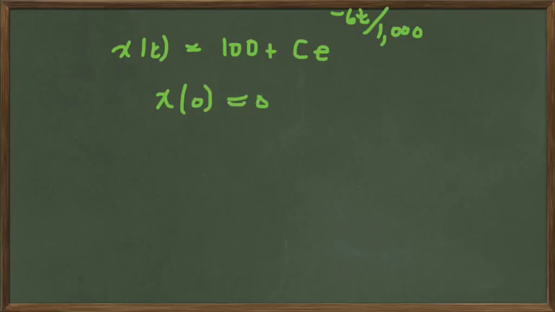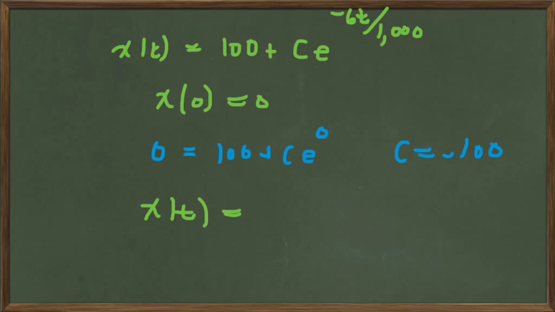So we can use that to solve for the constant c, and when we do that we just plug in 0 for t and 0 for x of t, so the left side is 0, and 0 equals 100 plus c e to the 0, right? So c equals minus 100, and we get this solution with c known: 100 minus 100 e to the minus 6t over 1,000.